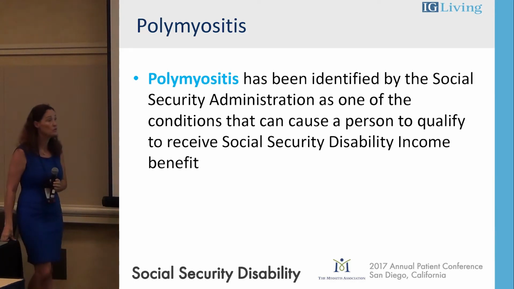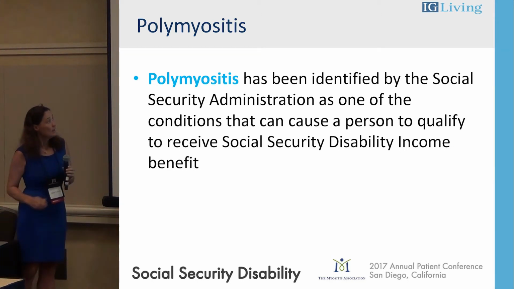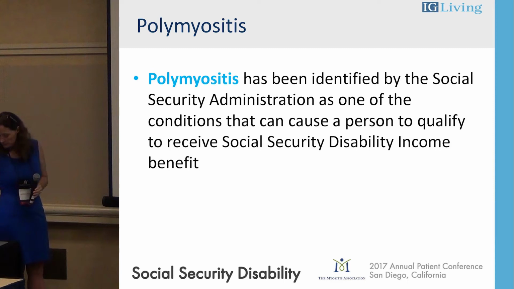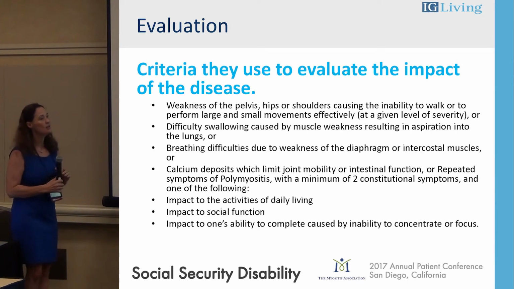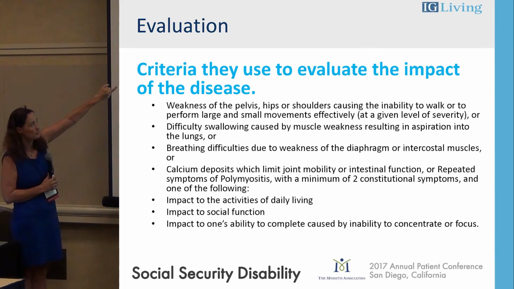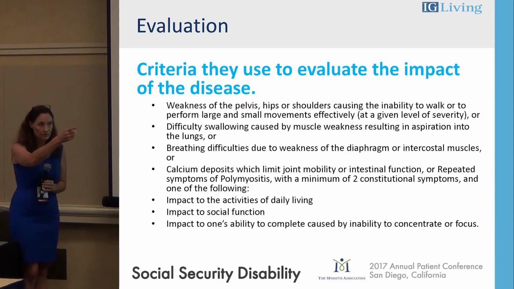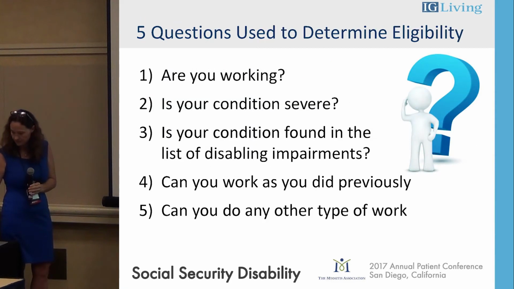Polymyositis is also defined under section 14.05. The criteria, though, is a little bit different. You can all read that on your own, but again, it goes back to weakness, difficulty breathing, difficulty swallowing, impact of daily life, and function. What I found very interesting was the very question that you brought up.